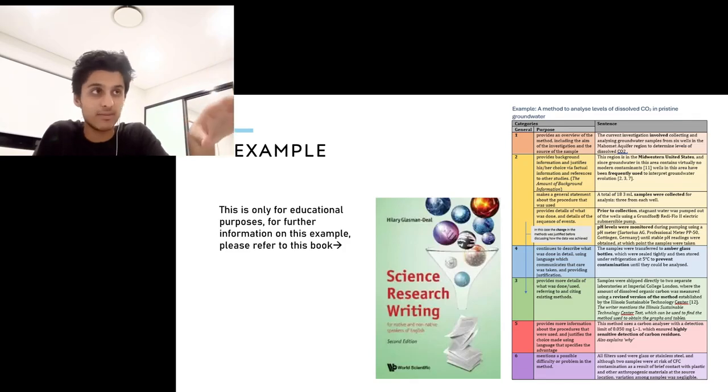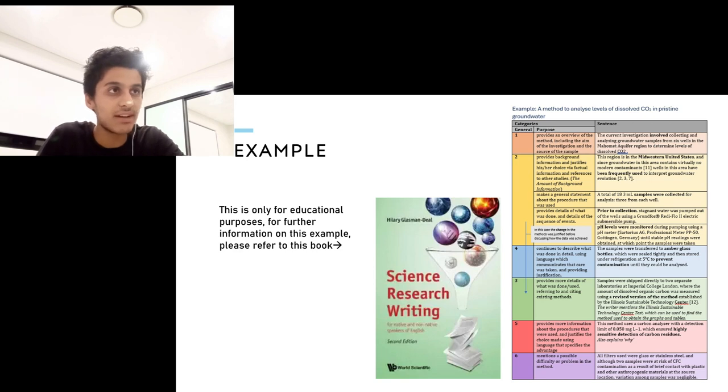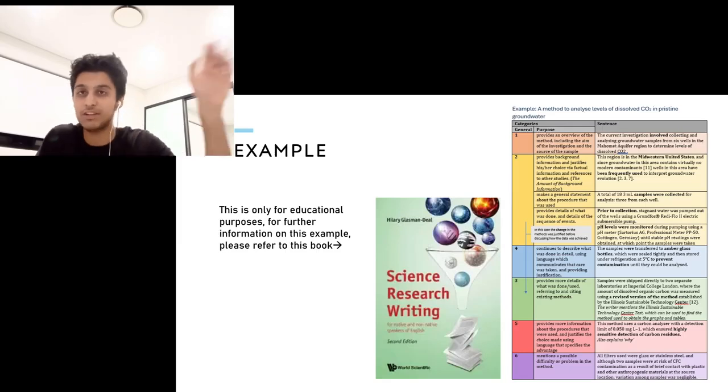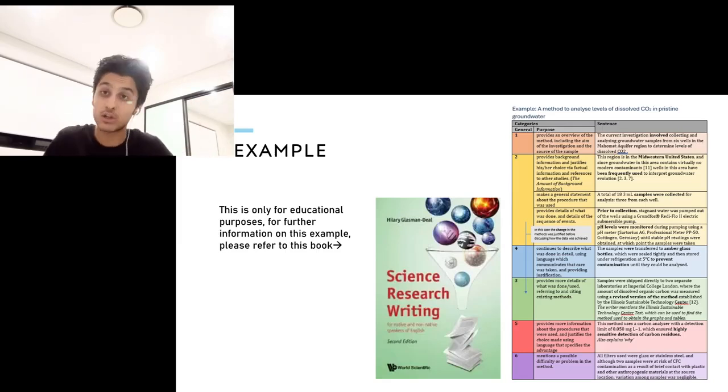Then they provide background information. This region in the Midwestern United States, and look, as they say, they justify and they cite. Wells in this area, look at 2, and then look at section 2 and the first sentence in that. Wells in this area have been frequently used to interpret groundwater evolution. And so that's good justification. You're justifying your choices. And then you're going to state the numbers.